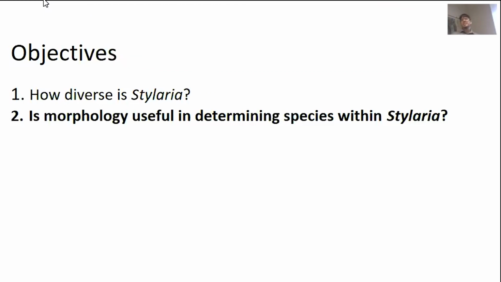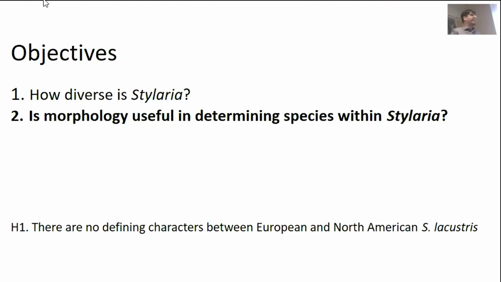So now the next question is, is morphology really useful in this group of Stylaria? And probably the hypothesis is there's just not enough defining characters between the European and the North American S. Leucostris to make a really strong argument that there's a morphological distinction.